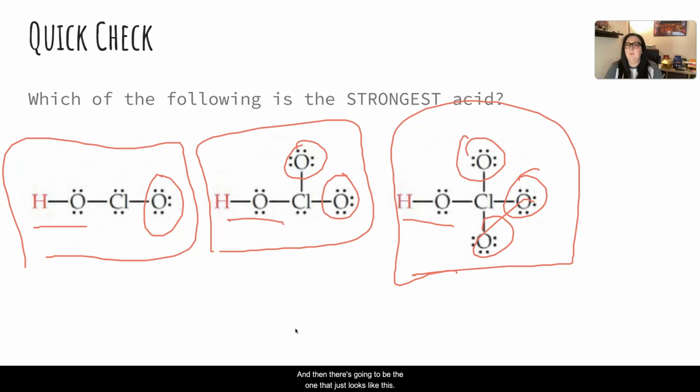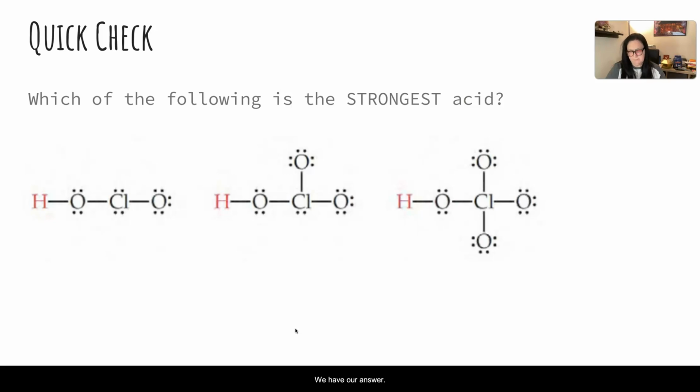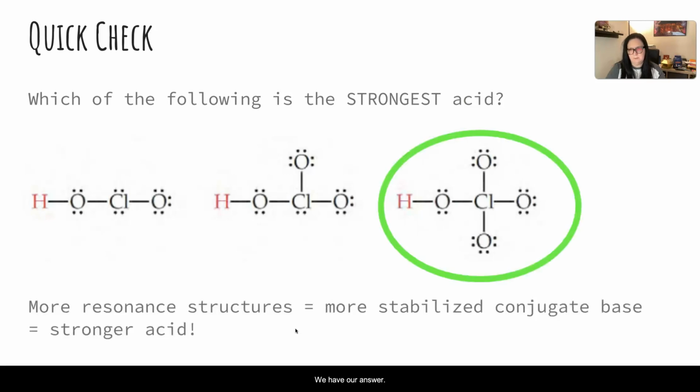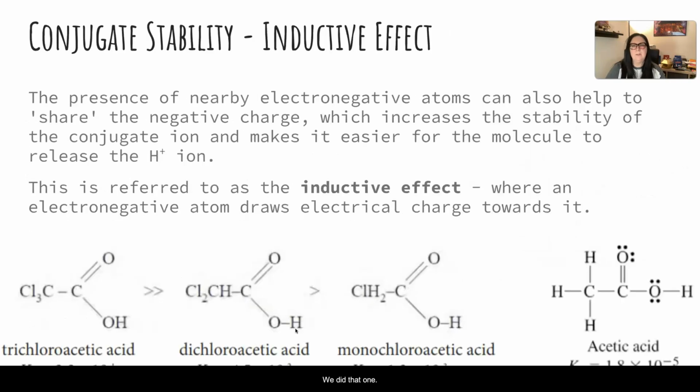And then there's going to be the one that just looks like this. They didn't put that one on there, but that would be the weakest because there's not any additional oxygens pulling, and then you have that guy who's going to hang on. All right, so now those are your oxyacids. We have our answer. We did that one.